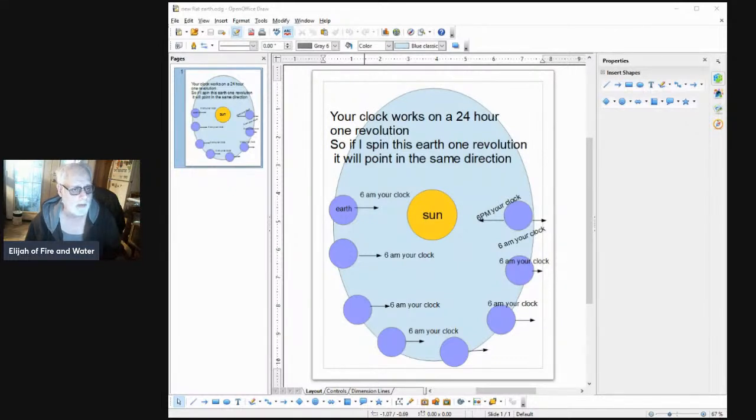Your clock works on a 24-hour, one revolution. If you were standing in a room with a light bulb and you were looking at your watch and it was 6 o'clock in the morning, and you're looking at the light bulb in the middle of your room, and you used an example of walking around as one 24-hour spin on your clock, if you followed your clock with your body and went to the other side of the room in 24 hours, you'd be facing away from the light bulb. That's the problem. Our time is wrong.